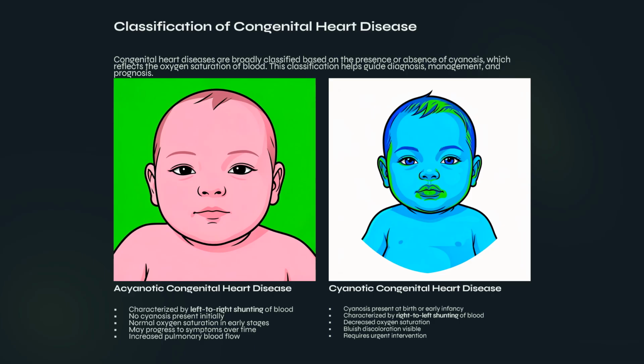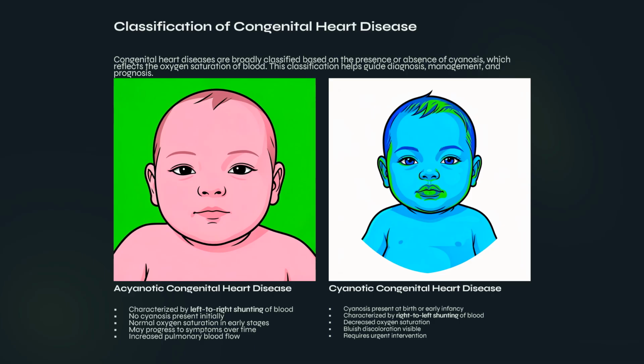And cyanotic congenital heart disease is more dangerous than acyanotic because here there is a mixing of oxygenated blood and deoxygenated blood. But in acyanotic, what is happening? Blood is passing through the left to right shunt. Generally we all know that the right side contains deoxygenated blood, and the left side has oxygenated blood. So if oxygenated blood is mixing with the deoxygenated blood on the right side, it's not a major problem actually.